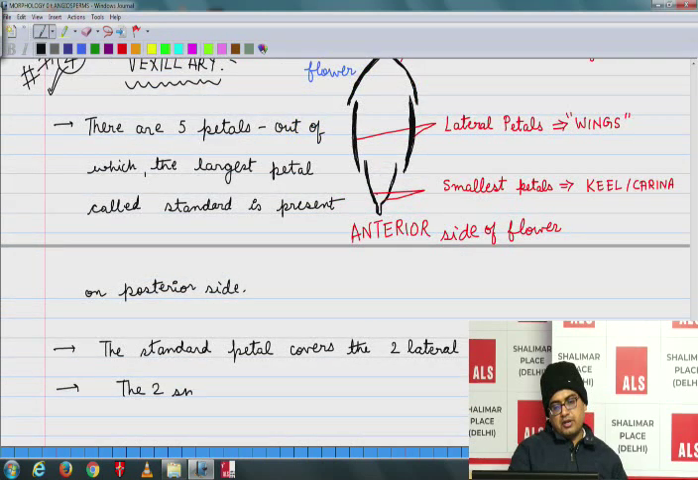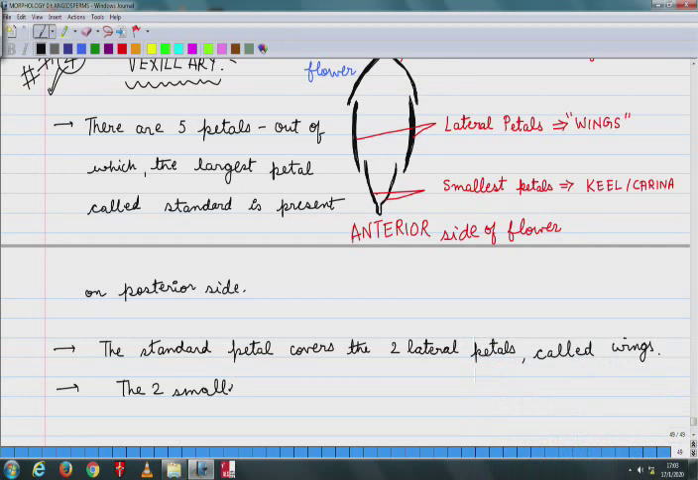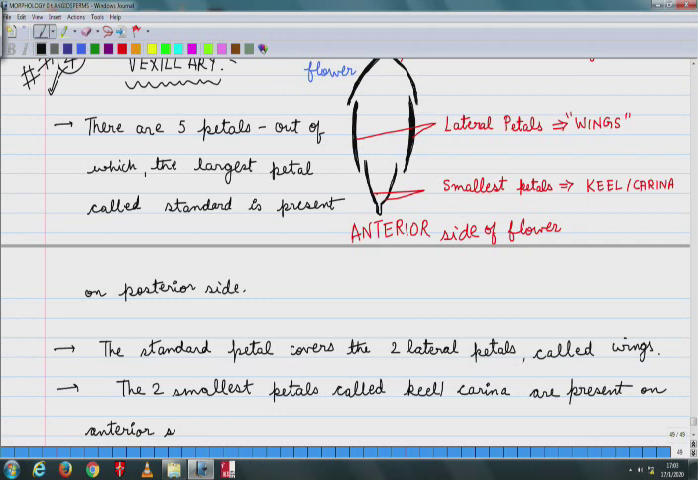The 2 smallest petals are fused together, called keel or carina, are present on the anterior side and form a boat-shaped structure. We call it keel or carina.